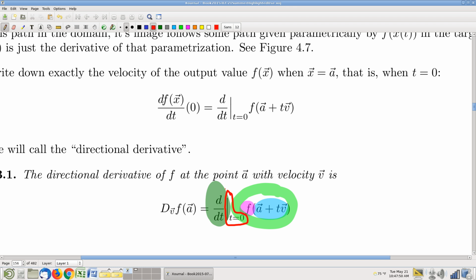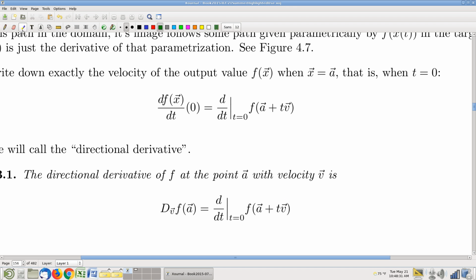Is the t in the parametric line, the parameterization of the line for the velocity, different from the time itself? There's only one t. This t equals 0 that we plug in here to describe where we're interested in is the same t that describes the parametric line in the first place. This a plus tv is the parameterization of the line. All of these t's are the same t. Yeah, totally.